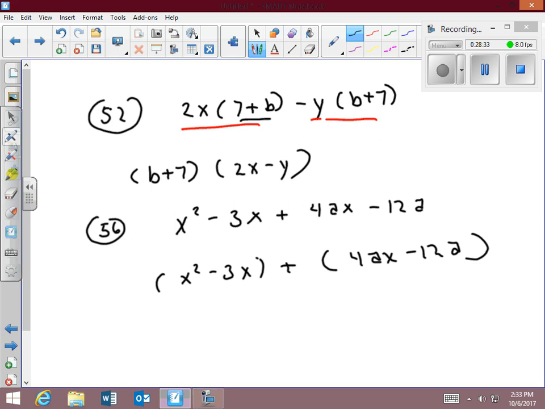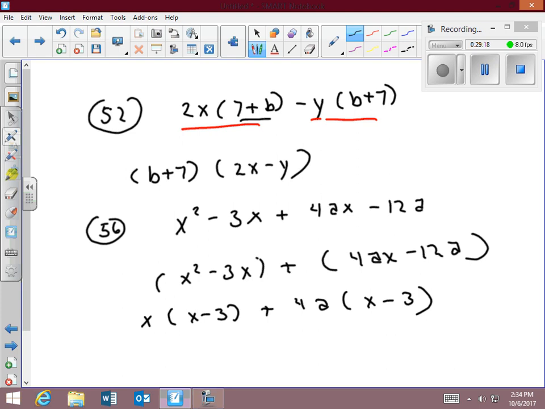Now then, you will take the first group and you say, what's in common in the first group? An x, isn't it? And now we have what? X minus 3. Now you go plus, and then you take the second group and what's common in the second group? An a will come out. How about the numerical coefficient? A 4 will come out. And what do you have left? An x minus 3.